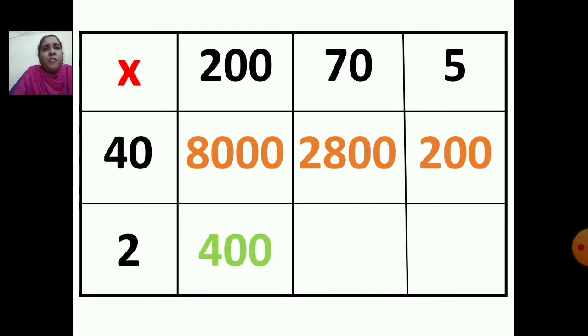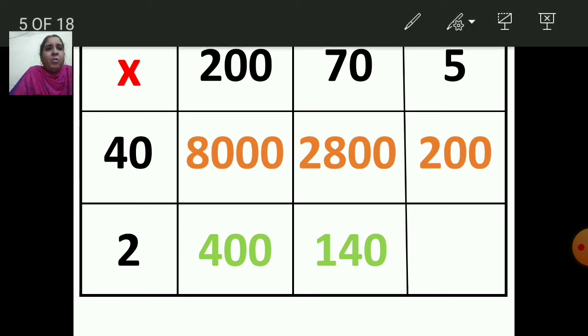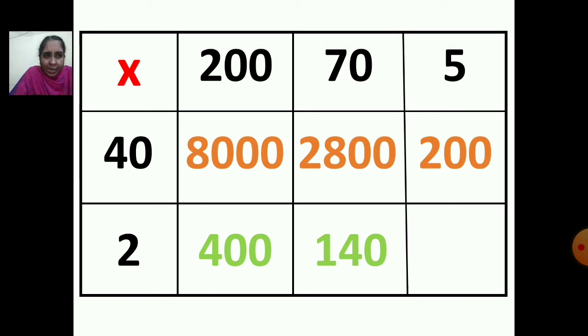Very good. Now we will multiply 7 with 2. 7 twos are 14. And then you will put 1 zero. So what will be your answer? 140. Very good. Now we will multiply 5 with 2. 5 twos are 10. Very good. Now you got these numbers, right? 8,000, 2,800, 200, 400, 140 and 10. You are going to add all these numbers.